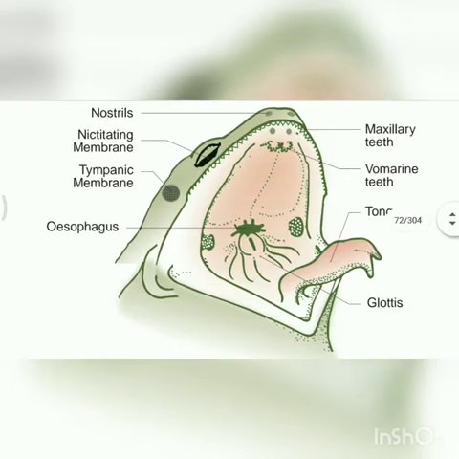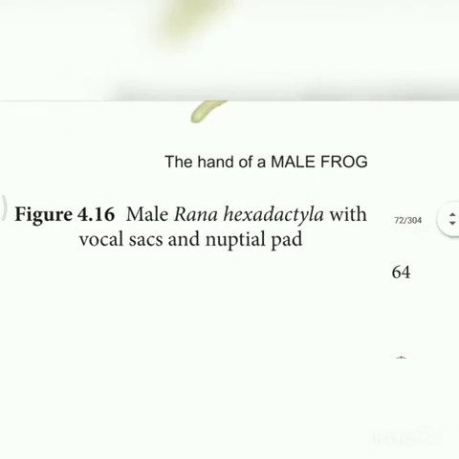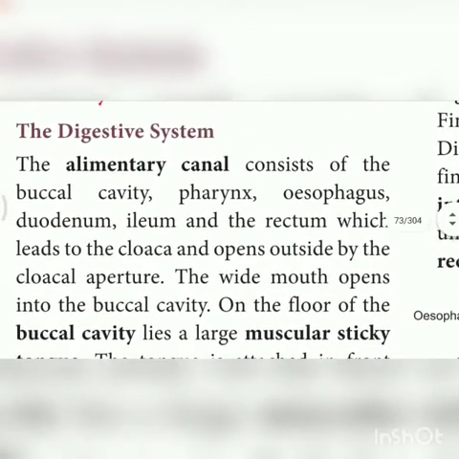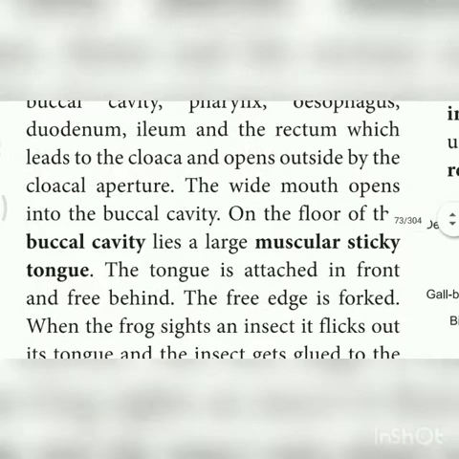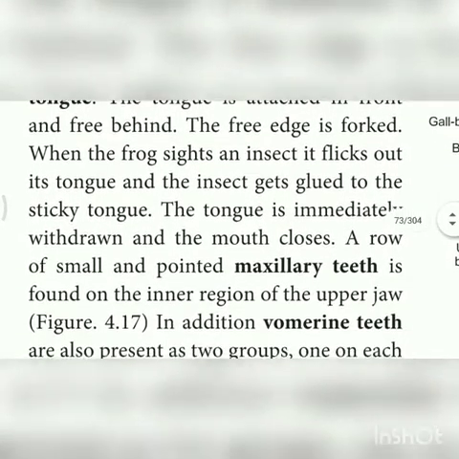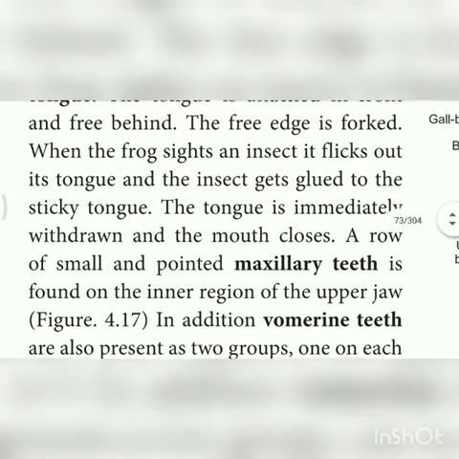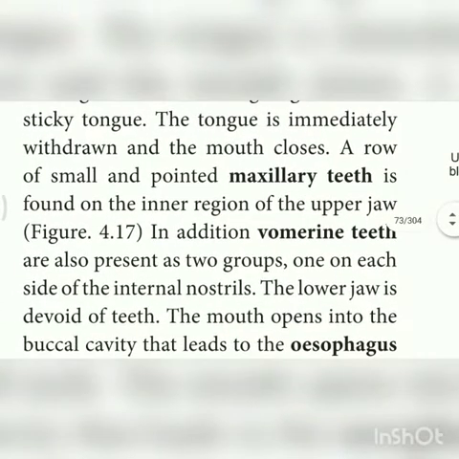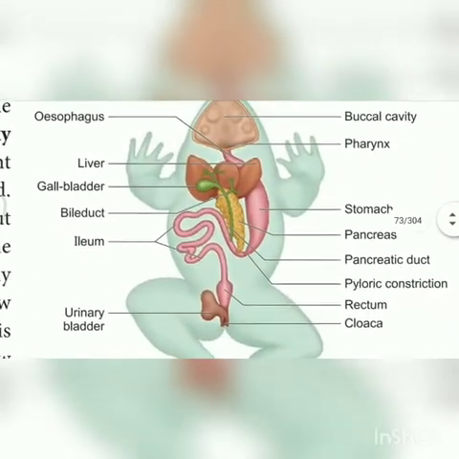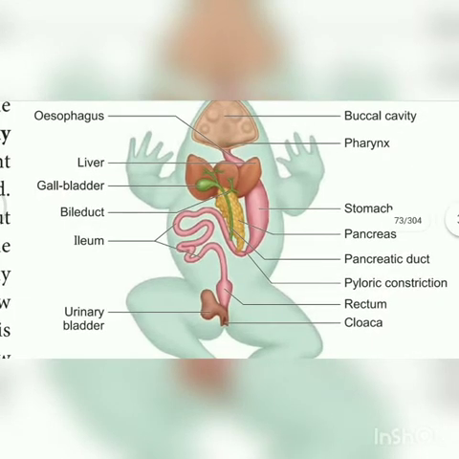In anatomy, you have to read the digestive system fully. Explain the digestive system of frog with a neat labeled sketch. Right? You have to draw a diagram also. This you know how to write: the alimentary canal and the digestive glands. The alimentary canal consists of buccal cavity, pharynx, esophagus, duodenum, ileum and rectum, which leads to the cloaca, which opens outside by the cloacal aperture. Write this description and you have to draw the diagram for this and mark the parts.